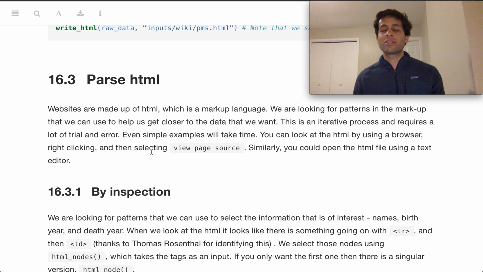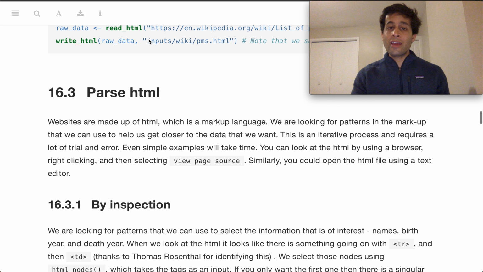Another way to see the page source is to open the page that we saved, but instead of opening it in a web browser, just right-click on it and open it in a text editor. In that way, you'll be able to have a look at the actual source. We're looking for patterns that surround the information that is of interest. In our case, that is the names, birth date, death date, that sort of information, to do with the prime ministers.